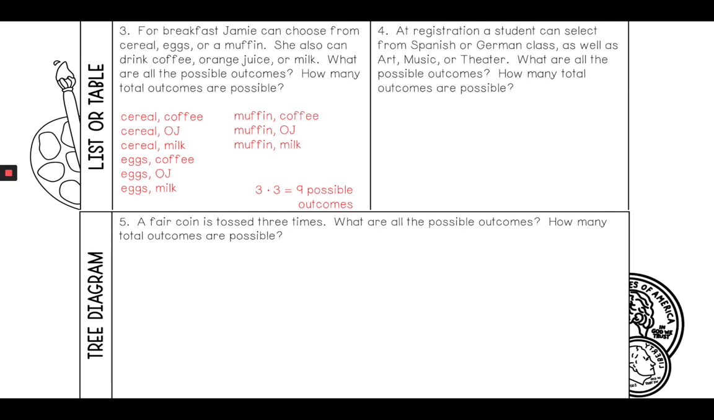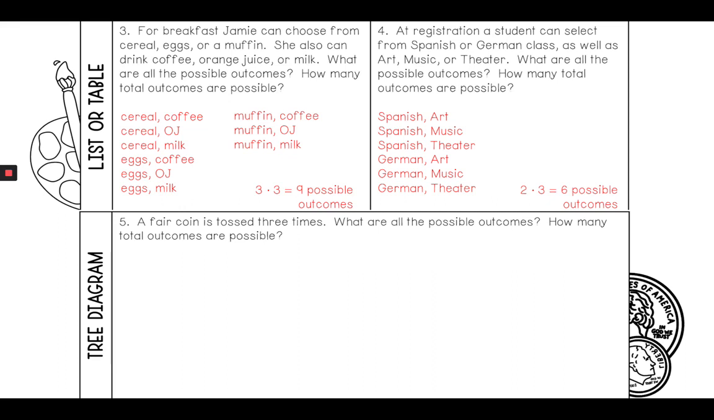So they could choose Spanish or German. So I'm going to go ahead and list that. Spanish or German. If they chose Spanish, they then could choose art, music, or theater. If they chose German, they could choose art, music, or theater. And there's no other options. So that means that we would have 2 options times 3 options would give you 6 possible outcomes. Meaning there are only 6 combinations that can occur between those choices.